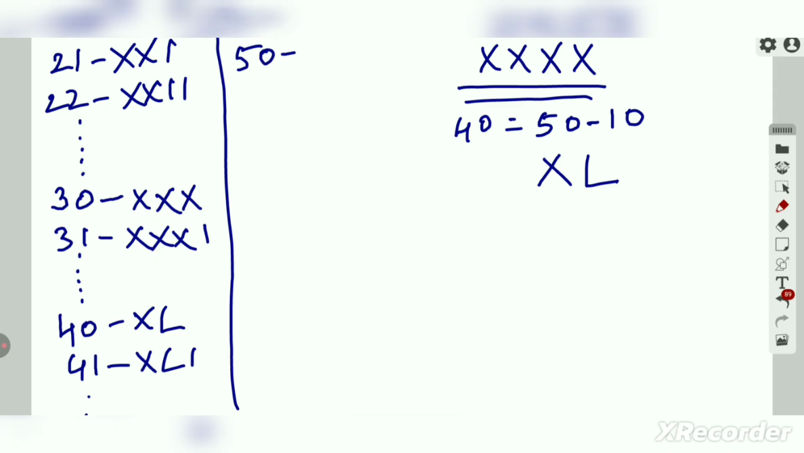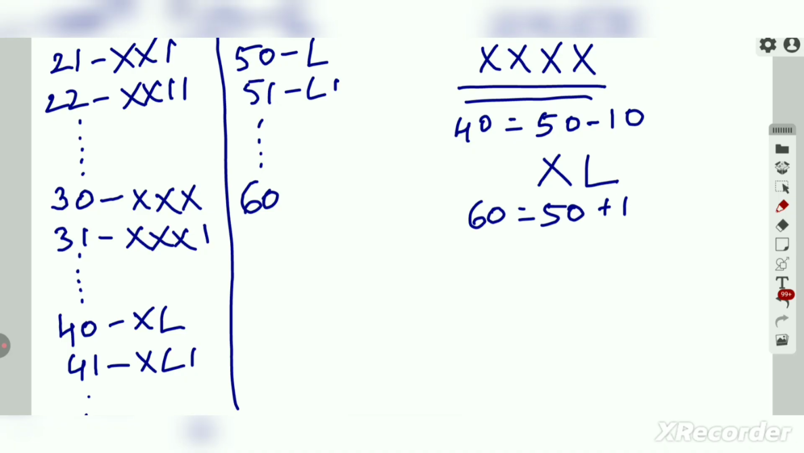50 is a basic symbol, L. 51 will be LI. It goes on like that. Now what about 60? For 60, you use addition. That is, 60 is 50 plus 10. So LX.